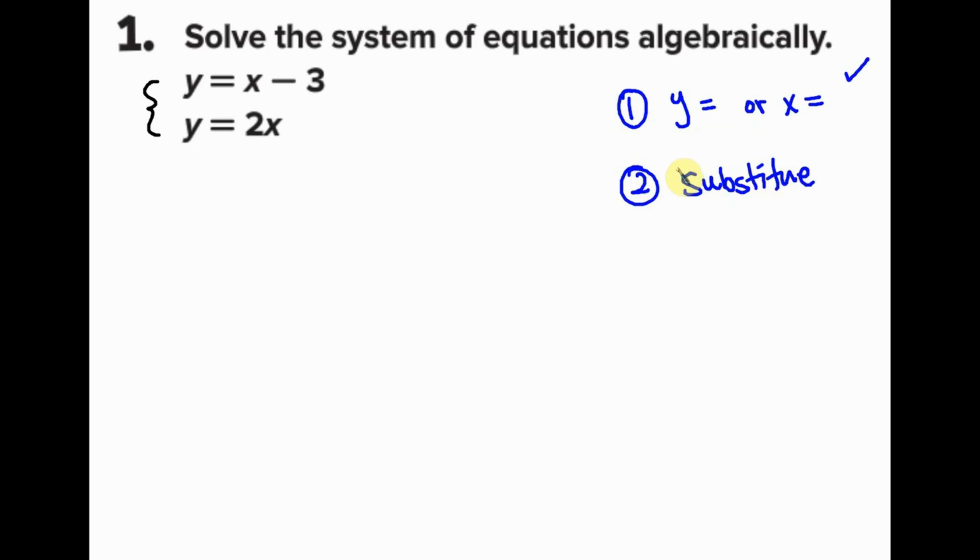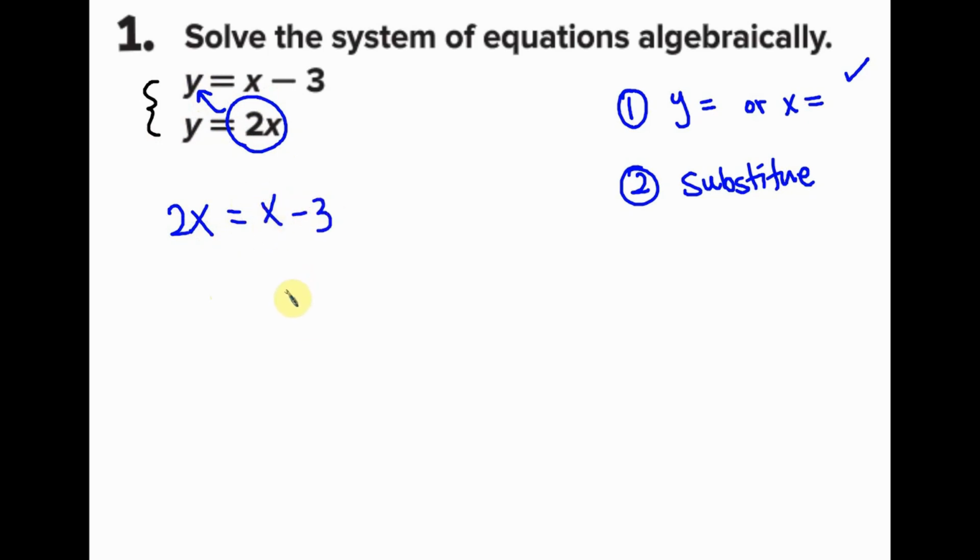For example, they are saying y is equal to x minus 3, where the second one is saying also y is equal to 2x. Since both are saying y is x minus 3 or 2x, I'm going to replace y with the 2x in here. So this is what it will look like. Instead of y, if I replace with 2x, 2x is equal to x minus 3.